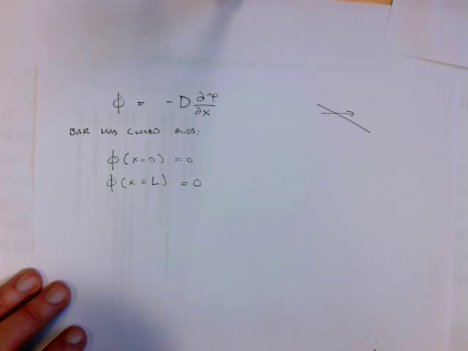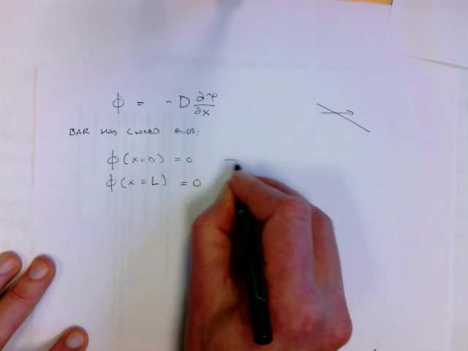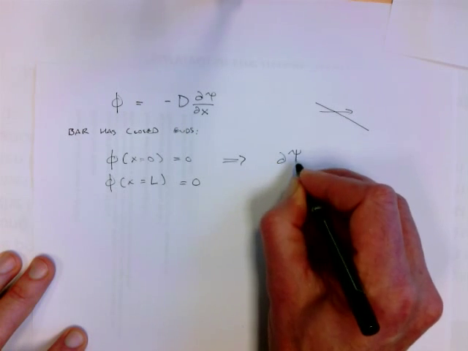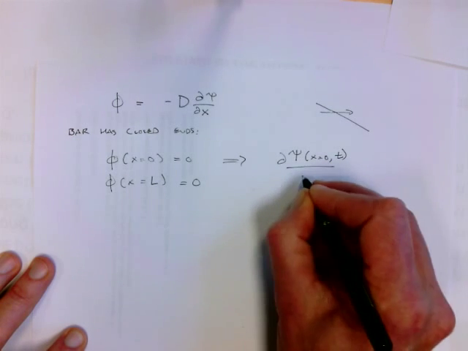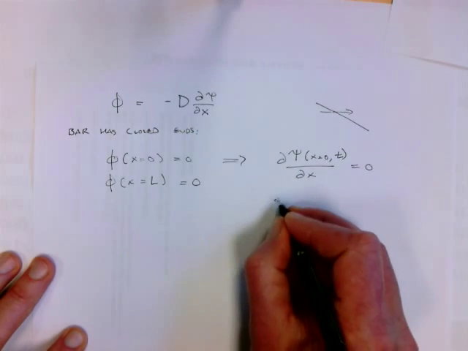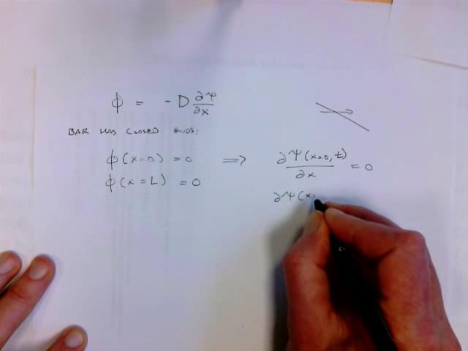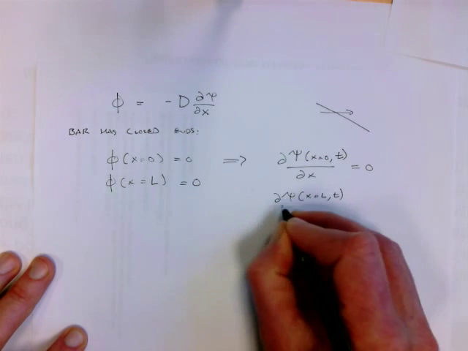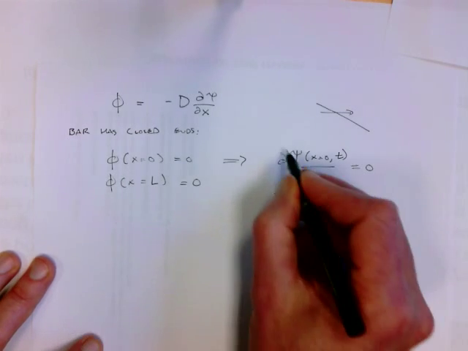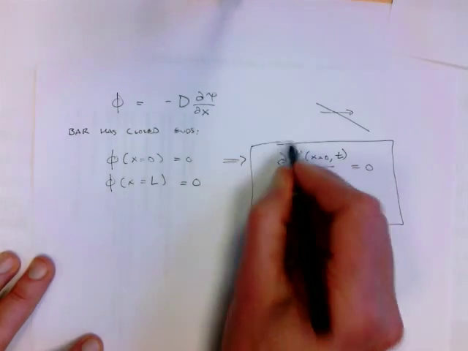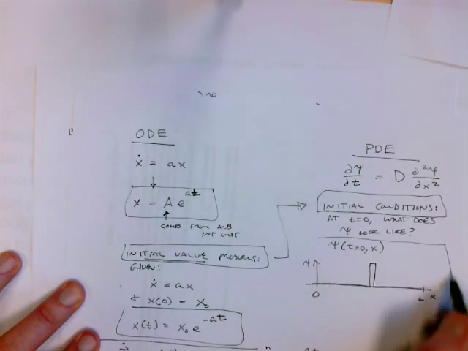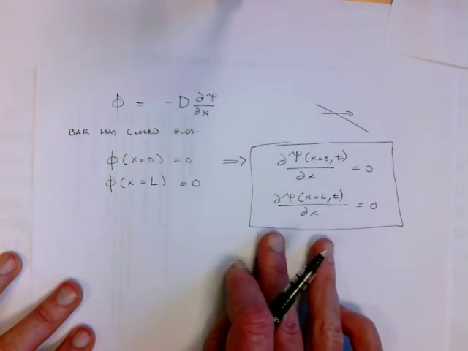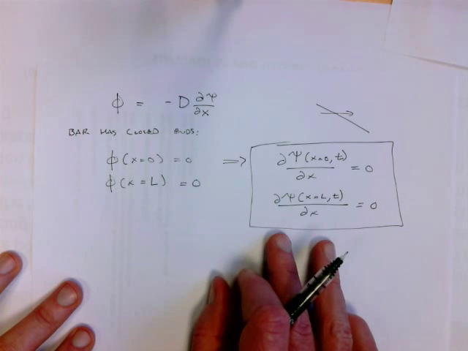If I rewrite that in terms of psi, this implies that the derivative of psi at x equals 0 for all times has to be 0, and the partial of psi with respect to position at x equals L for all times has to be 0. So I have two additional conditions on psi. I don't just have the condition of what psi looks like at time equals 0, which is my initial condition. I also have conditions at the physical edges of the problem.